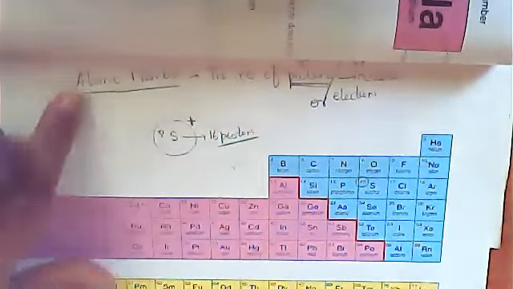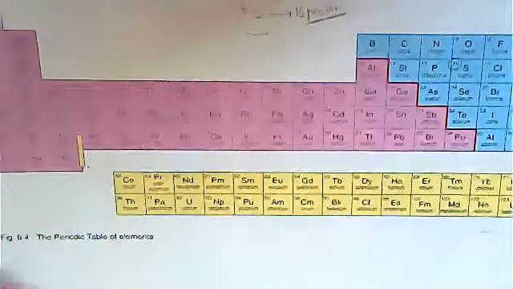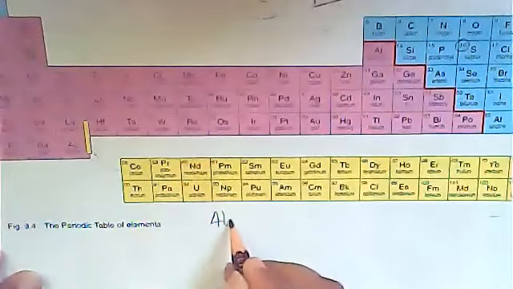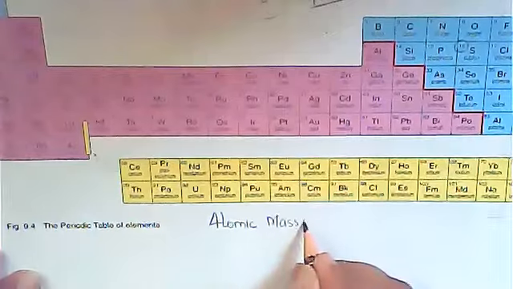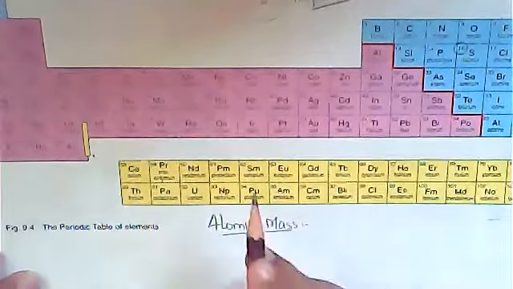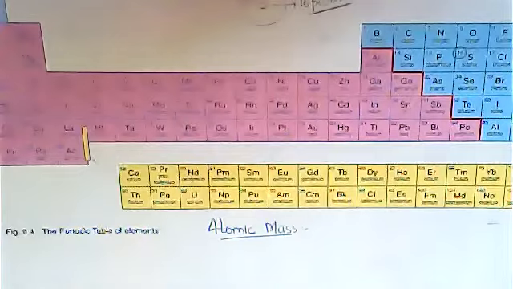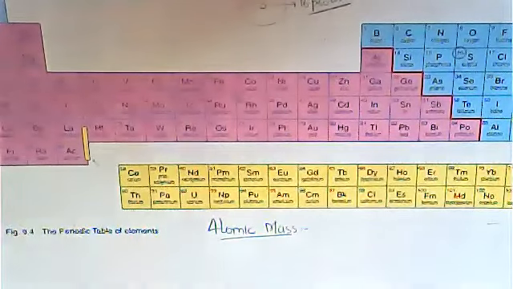After atomic number, there is another property which is called atomic mass. Now, what is the difference between atomic mass and atomic number? Can anyone tell?